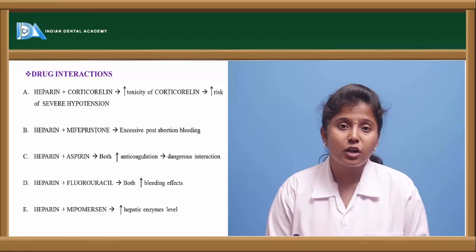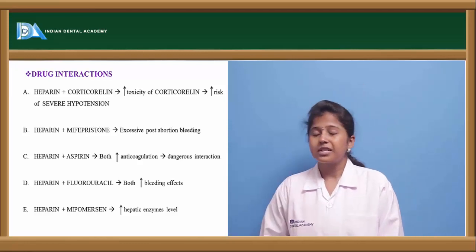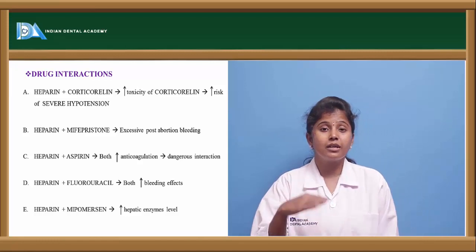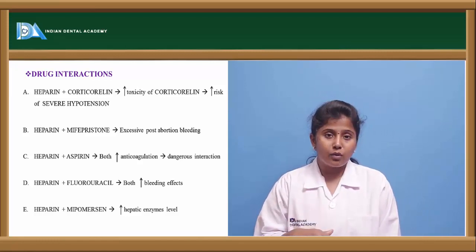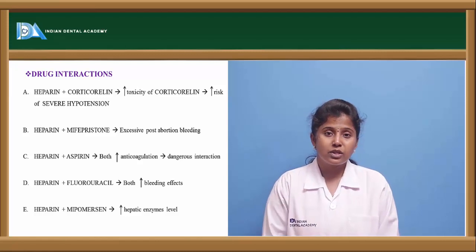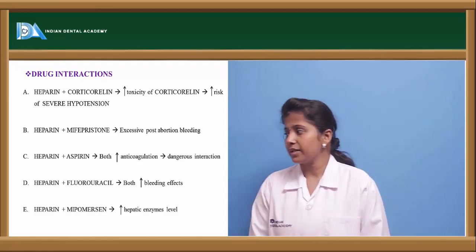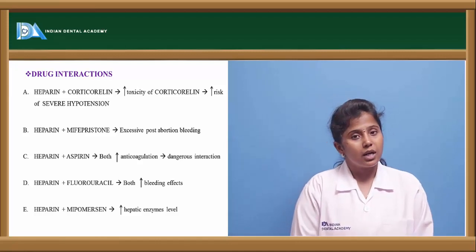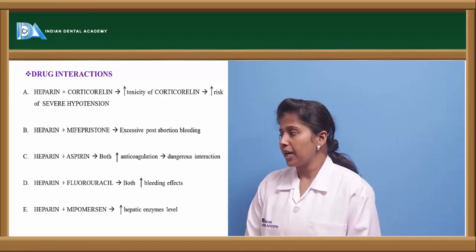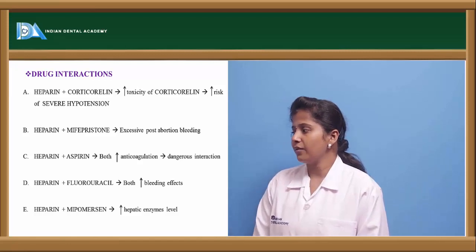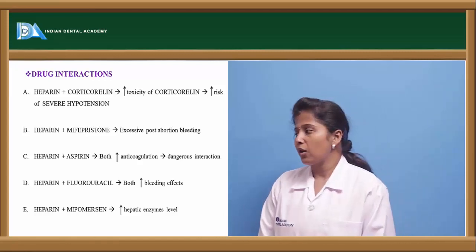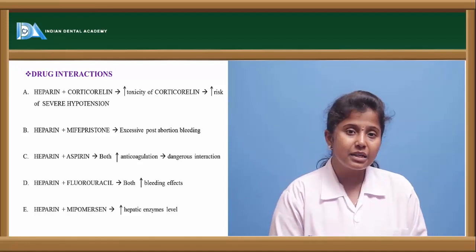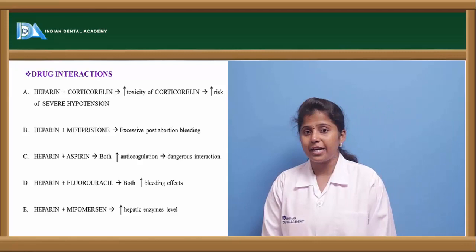And heparin should not be given with aspirin, because it increases the anticoagulation. So it will not allow the blood to coagulate. If the blood is not coagulating, it will lead to severe hemorrhagic conditions. And heparin should not be given with fluorouracil, because excessive bleeding will be there. And heparin should not be given with mipomersen, because it will increase the hepatic enzyme levels. If the hepatic enzyme levels are increased, there will be severe metabolic reactions.